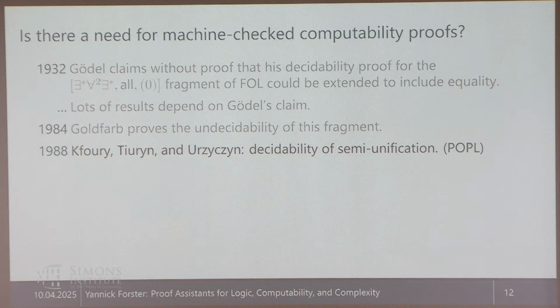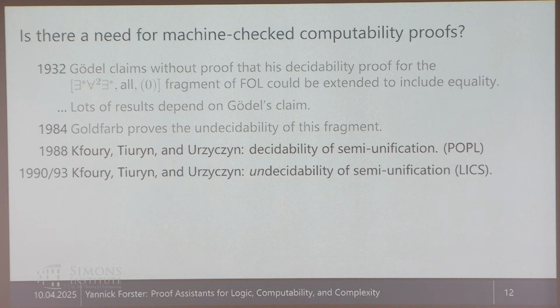A different story, more from programming language theory. In 1988, at POPL, Fiori, Turin, and Urzyczyn proved a result that was open for a long time, the decidability of semi-unification. Semi-unification comes up naturally in type checking for functional programming languages. It's a fairly natural problem. Lots of people were working on it at the time. Several people published decidability proofs. This one was kind of the big one at POPL.